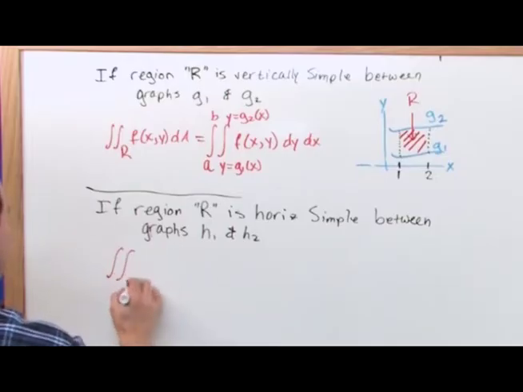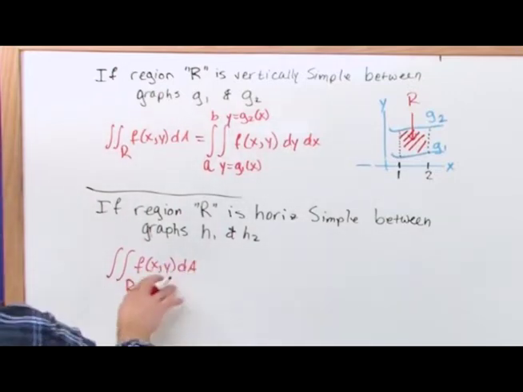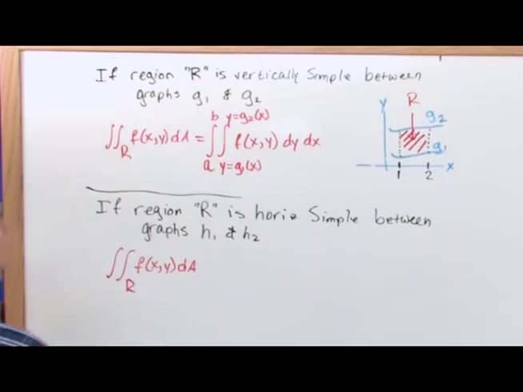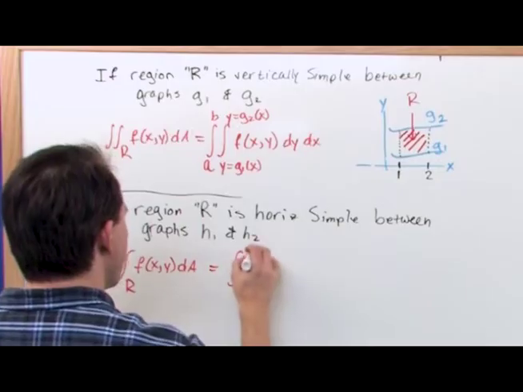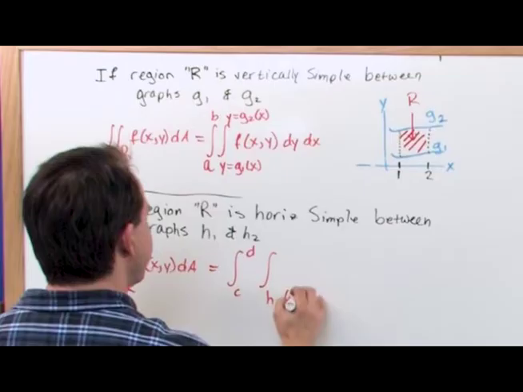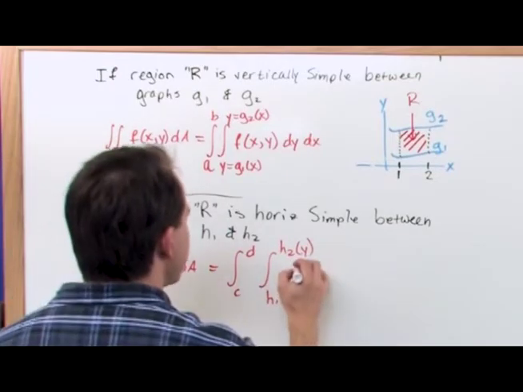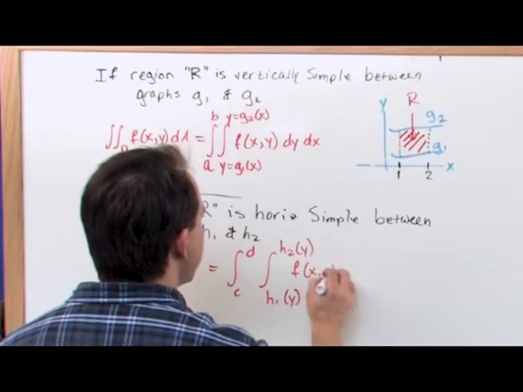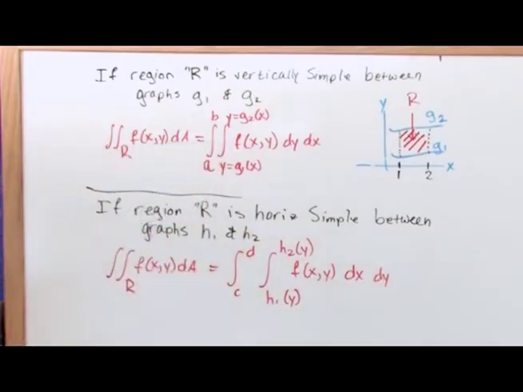The integral over R of f of x comma y dA, I'm integrating a function over some region R, okay, is going to be some integral, just let me get it all down on paper, from h1 of y to h2 of y, okay? And I'm integrating the function f of x comma y. Now I'm going to integrate dx and then dy, okay? So you can see it looks very similar to what I had before, okay?